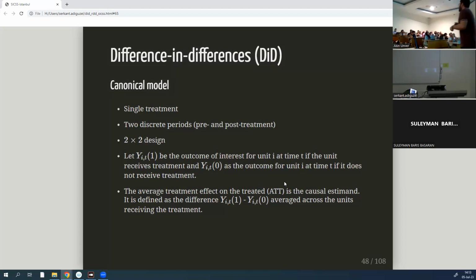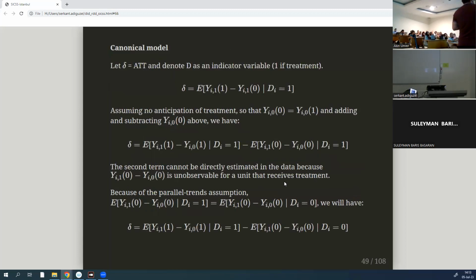So this is New Jersey, for instance, right? New Jersey at time t. And this is, again, the counterfactual New Jersey essentially that we don't observe. Since we don't observe this for each unit, because the counterfactual is not observed, we are going to estimate the average treatment effect.